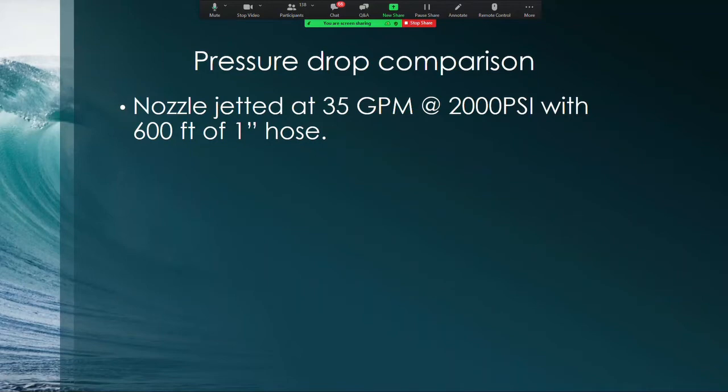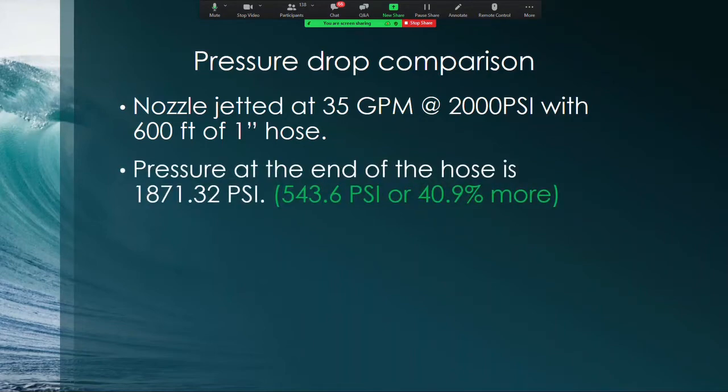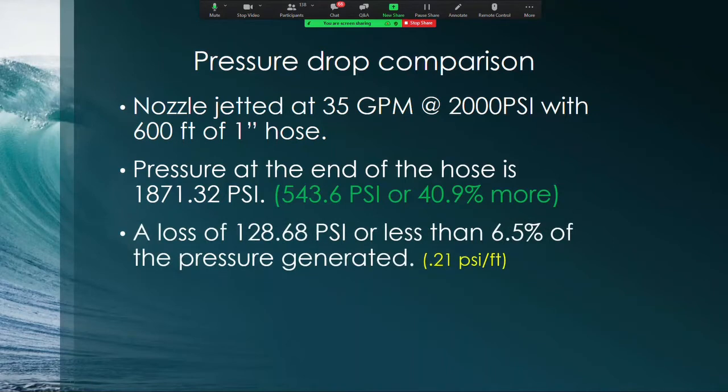And if I take it down to the extreme where the 1-inch hose is designed for 30 or 35 gallons a minute at the lower end, again, the same 2,000 psi, same 600 feet of 1-inch hose. The pressure at the end of the hose has risen now to 1,871 psi. I've only lost 128 psi or 0.21 psi per foot. So you can see the trend here. As I can lower the flow, I can increase the pressure. And if we accept the fact that pressure is what does the scouring, pressure helps with the propulsion and everything else, then it works very well.